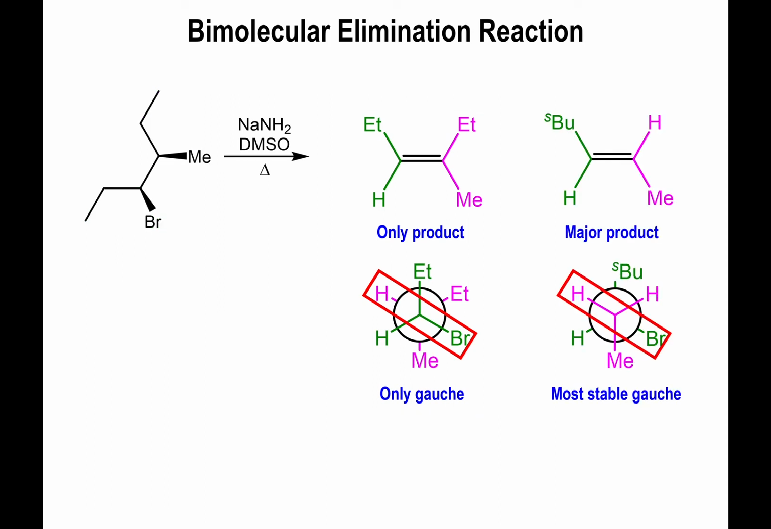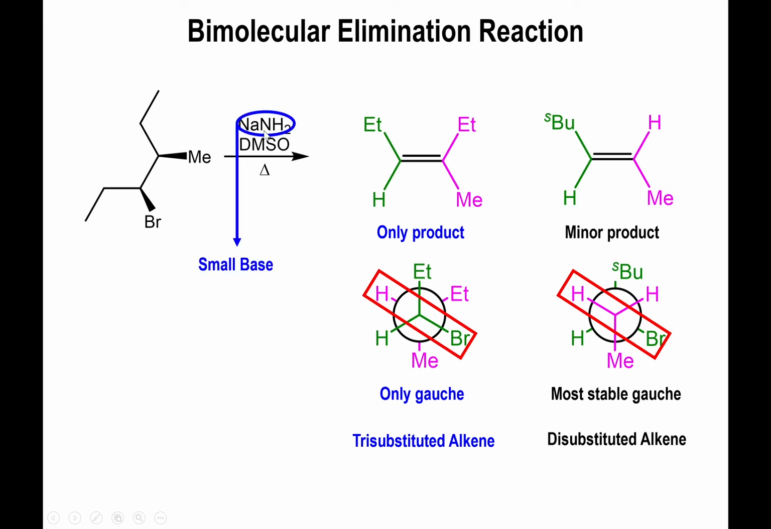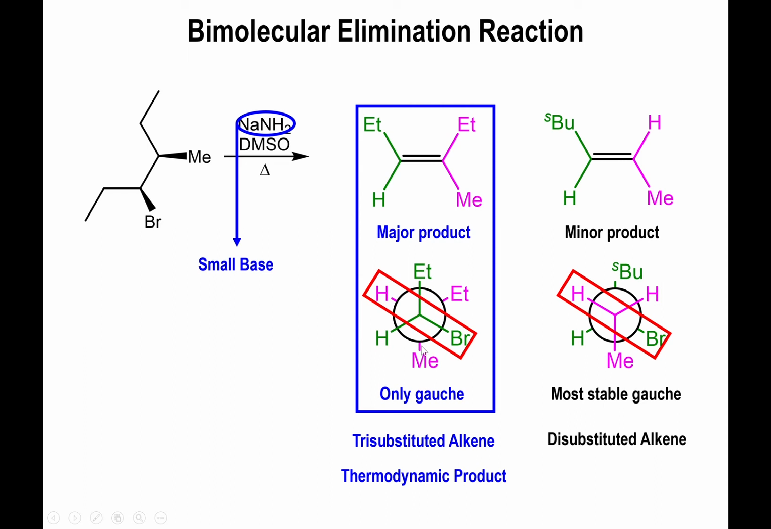So comparing the two major products that you can get due to the different alpha hydrogens that you have, one of them, notice, is actually a trisubstituted alkene. You have three things bound to the alkene. The other one is a disubstituted alkene. Now, in the case where your base is small, like sodium amide, you are going to favor the formation of the most substituted alkene. This is the thermodynamic product, also known as the Zaitsev product.